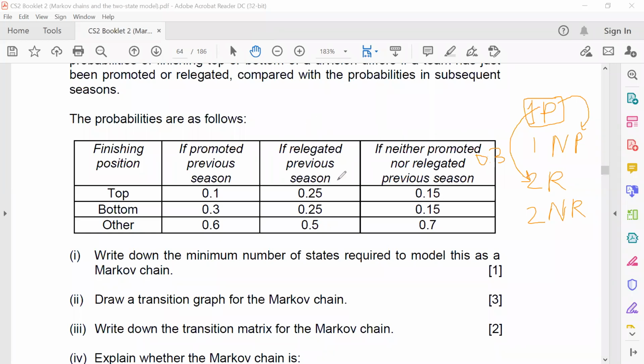So if I was relegated in the previous season and if I'm at the bottom, then what will happen to me? I am just making a transition, right? Because I was in the same state as I started off in. Does this make sense to you guys?